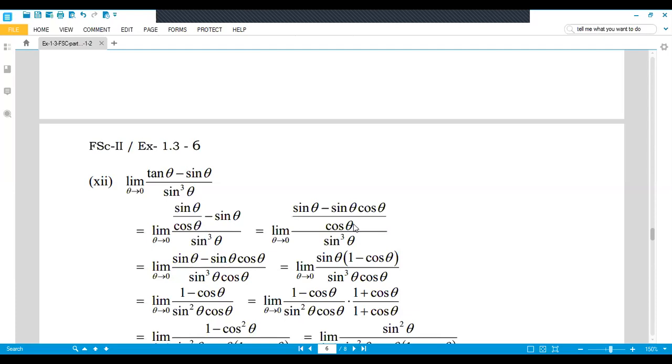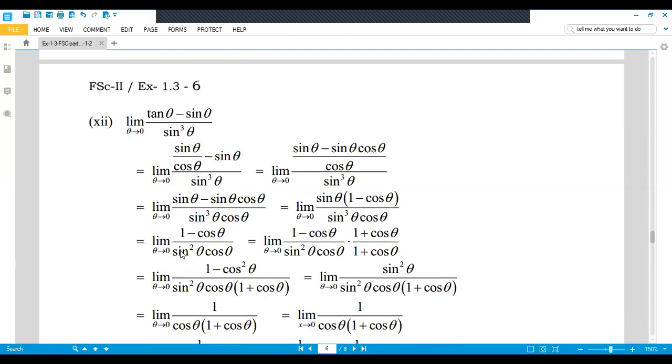Now we take the LCM: cos theta, sine theta as it is, minus sine theta cos theta. So this cos theta will come in the denominator. From the numerator you take sine theta common, so you get sine theta times 1 minus cos theta. One sine theta cancels with the denominator. In the denominator sine square is left, 1 minus cos theta in the numerator, and in the denominator sine square theta into cos theta.